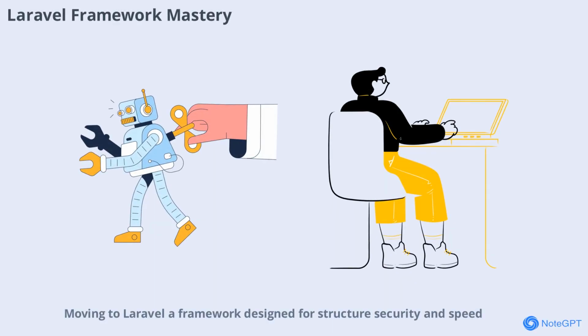Moving to Laravel, a framework designed for structure, security, and speed. Laravel is like buying a fully furnished flat. Everything is set up for you. The MVC pattern is central. The model manages data, the view handles the user interface, and the controller processes logic, just like a kitchen, menu, and waiter working together. Middleware acts as a security guard, filtering requests before they reach your application.